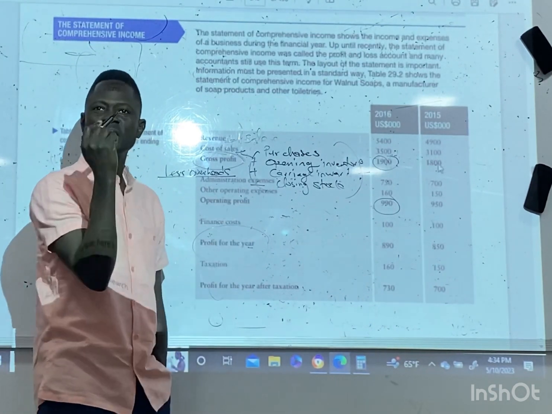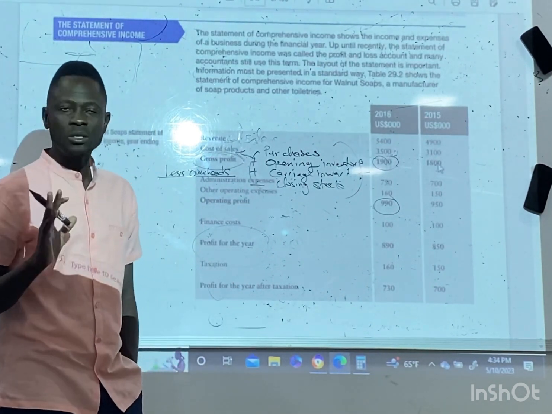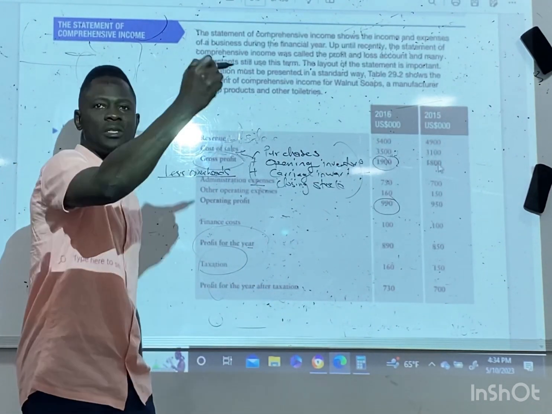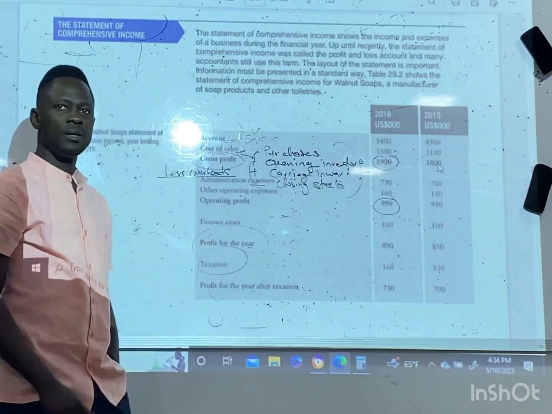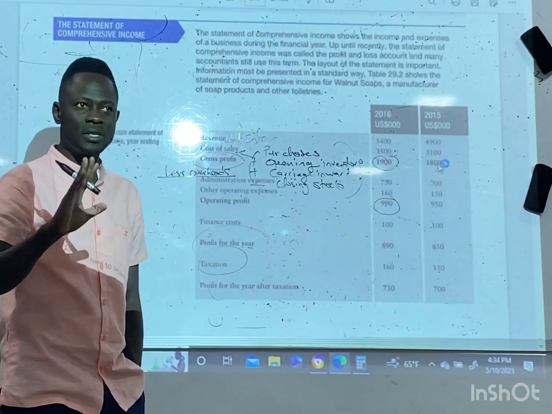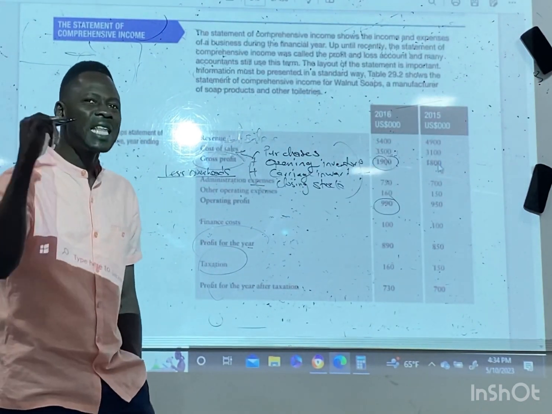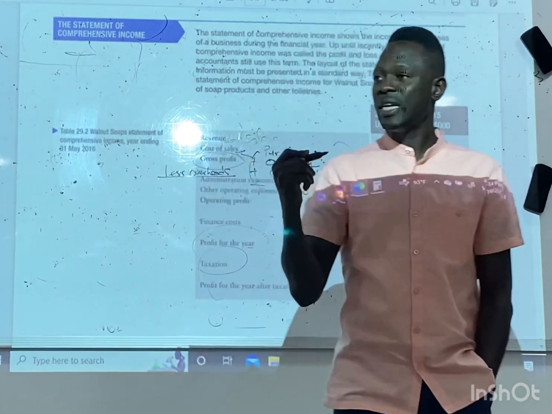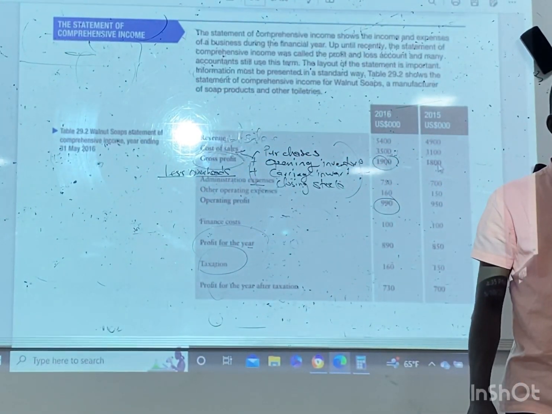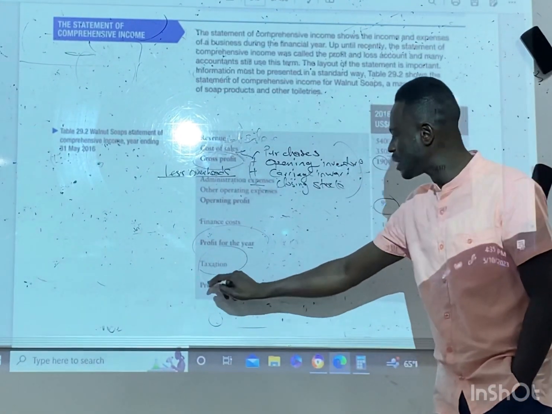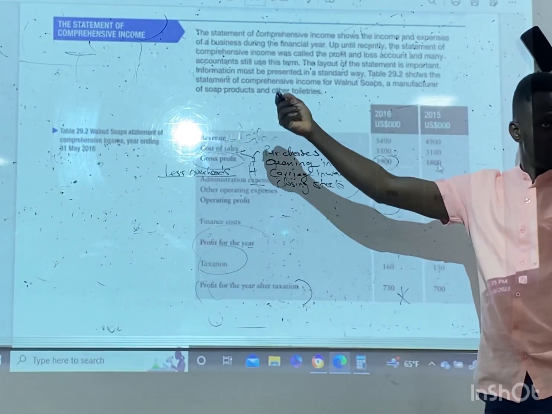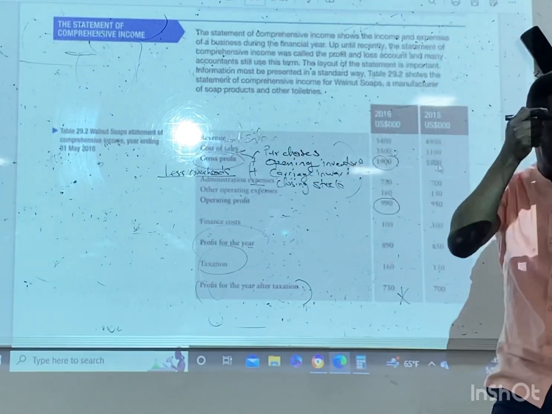Then, when you know your profit for the year, you need to pay taxes, yes or no? When you take taxes, you will have profit for the year after tax, profit after tax. So the business has to make profit. As soon as it makes its profit, before the business starts distributing profit, it has to pay its taxes. Do you get it? So as soon as this is done, then from this figure, you can distribute your profit or retain your profit.